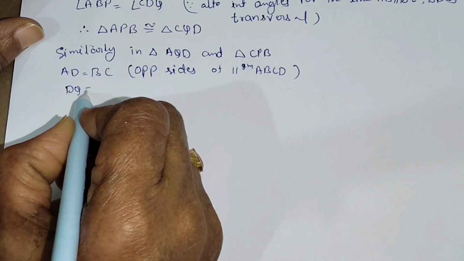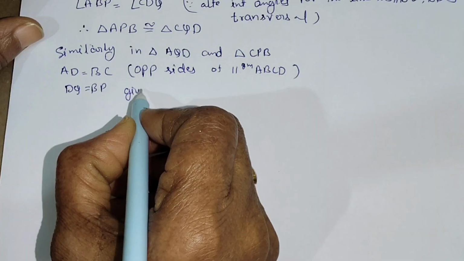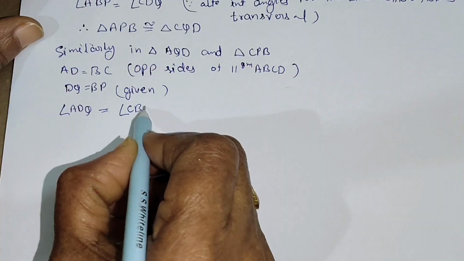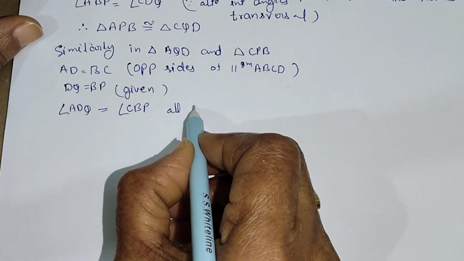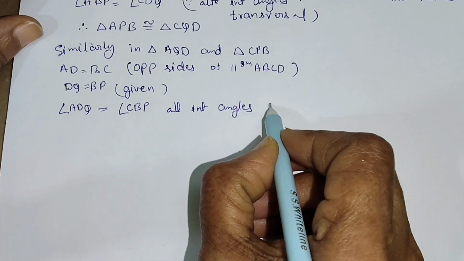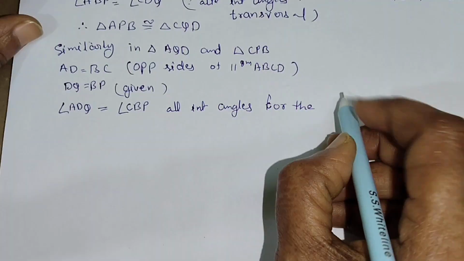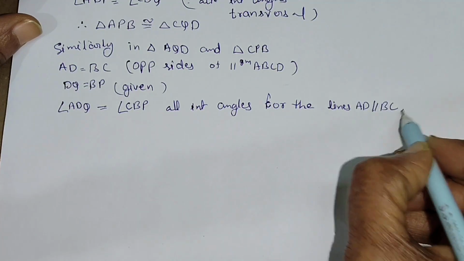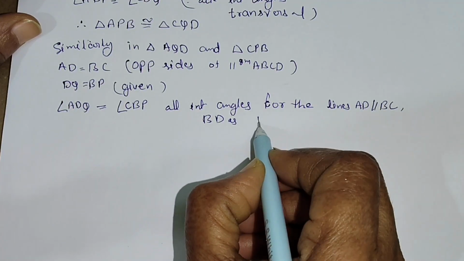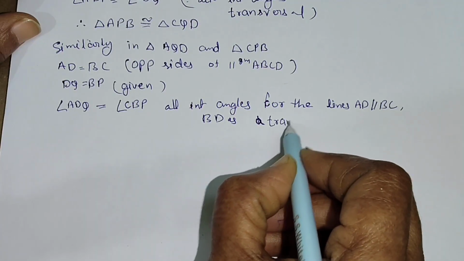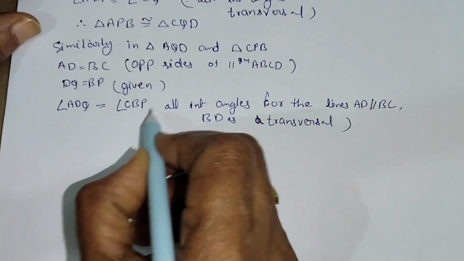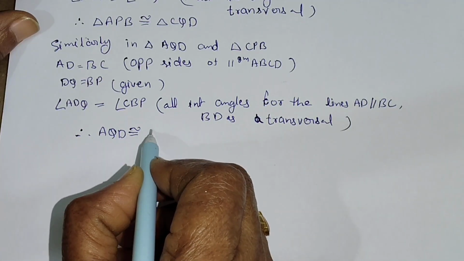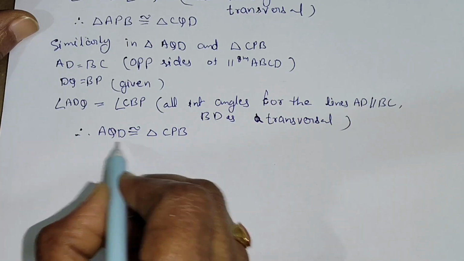Next, DQ equal to PB. This is given in the question. Next, angle ADQ is equal to angle CBP, alternate interior angles for the parallelogram. Here line AD is parallel to BC and BD is a transversal, so these two are equal. Therefore, triangle AQD is congruent to triangle CPB. These two are congruent.